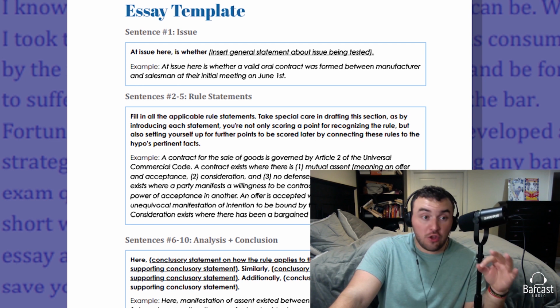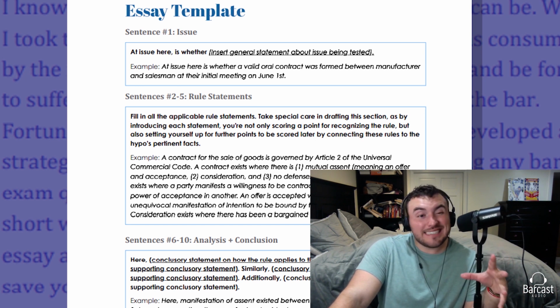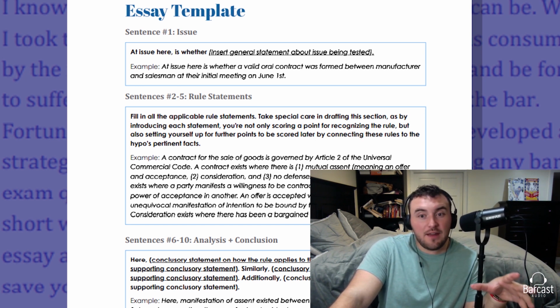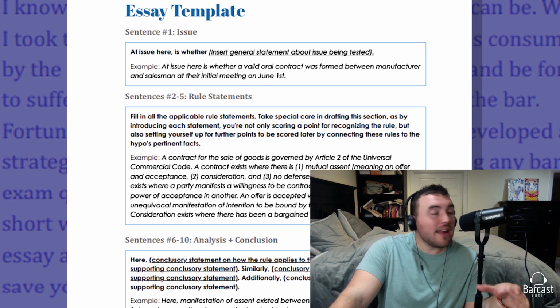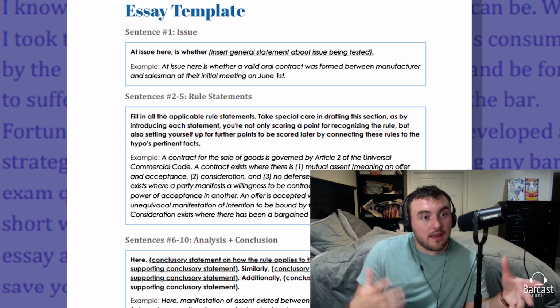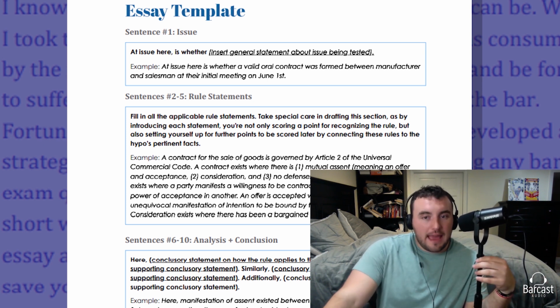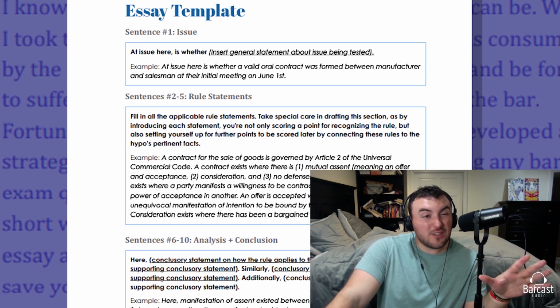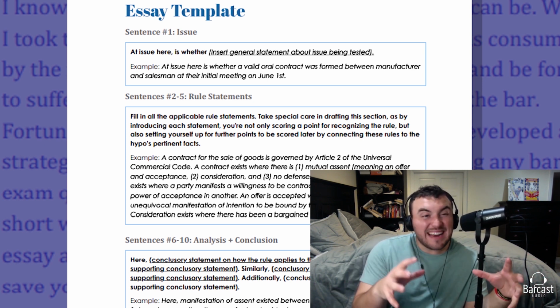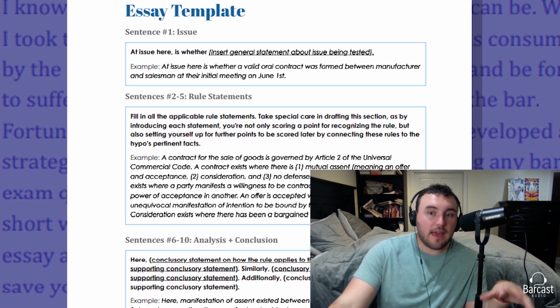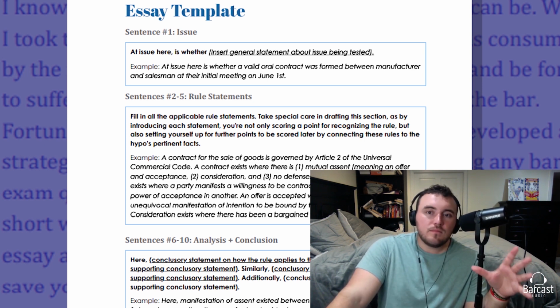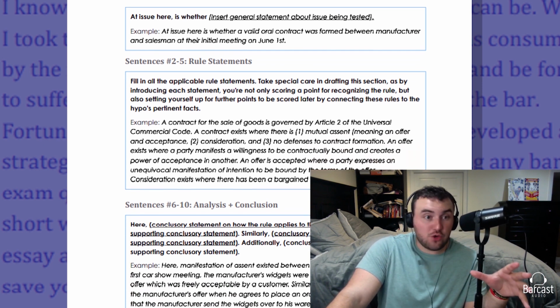This is a short, to-the-point issue statement. It gives you exactly, big picture, what's being tested here, and it allows for a lot of extrapolation in the areas to come, right? So now, that's your first sentence. This is a breakdown of what one of these essays might look like. Okay, so now next up, rule statements for this issue.